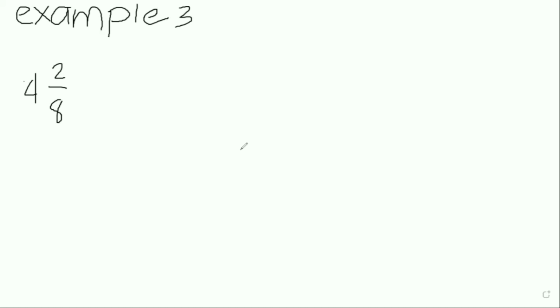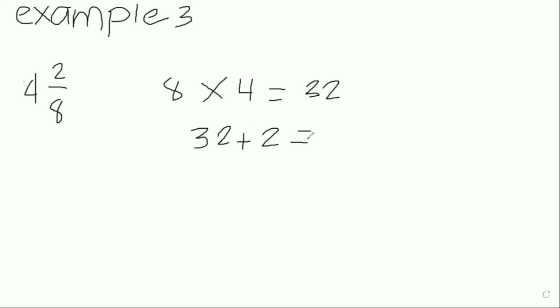Our third example is 4 and 2/8. So let's multiply 8 with 4. So 8 times 4 equals 32. And then let's add the product 32 plus 2. So 32 plus 2 equals 34. And that will be our new numerator. And then just copy the denominator. The answer is 34/8.